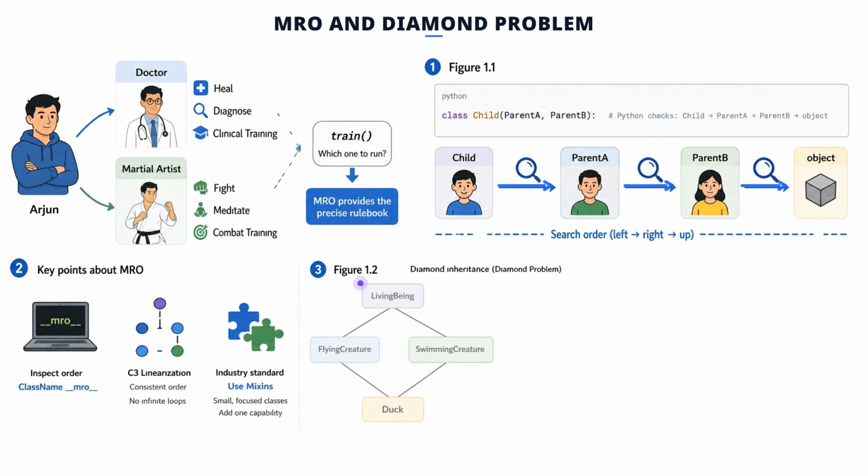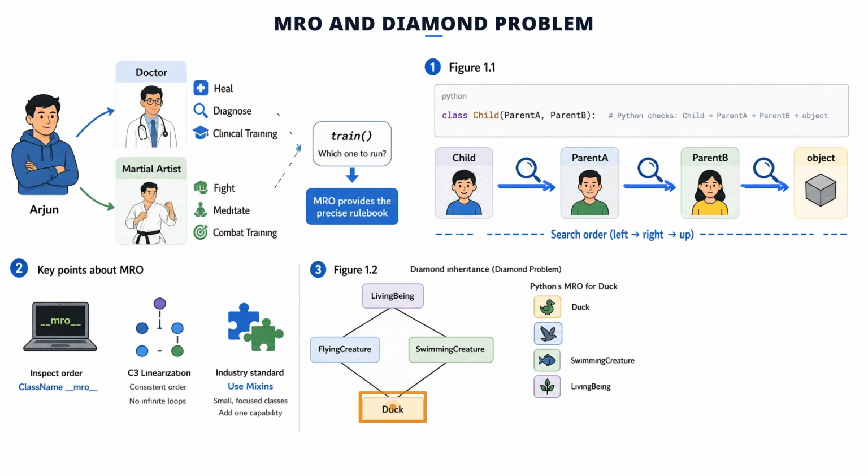At the top, we have living being. Below that, we have two classes, flying creature and swimming creature, both of which inherit from living being. Finally, at the bottom, we have duck, which inherits from both flying creature and swimming creature. Without a clear MRO, if living being had a method that was overridden by both the middle classes, the duck class wouldn't know which version to use.